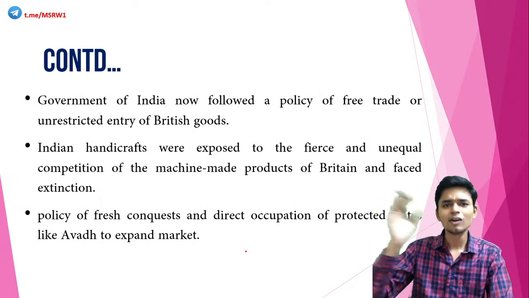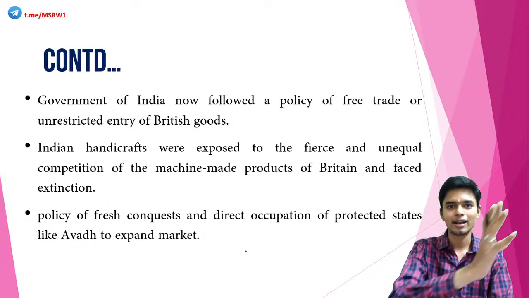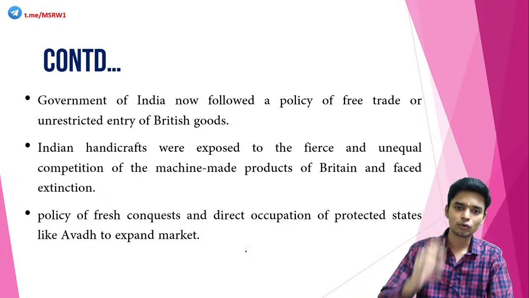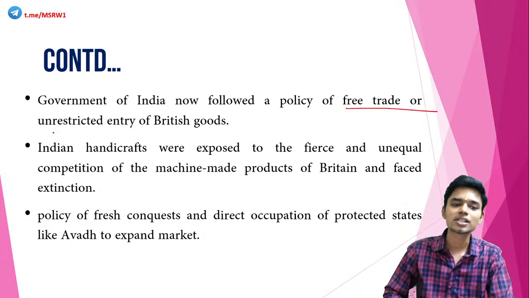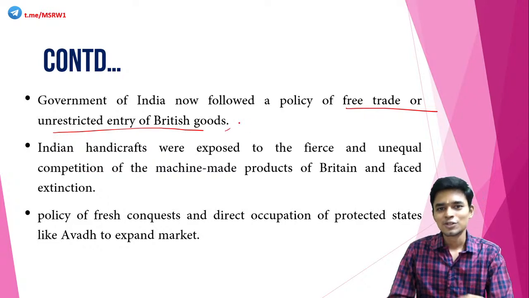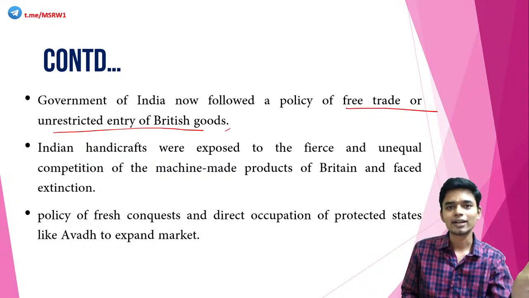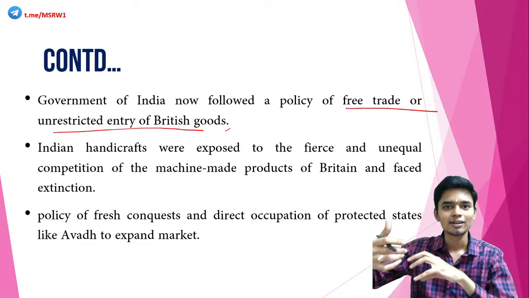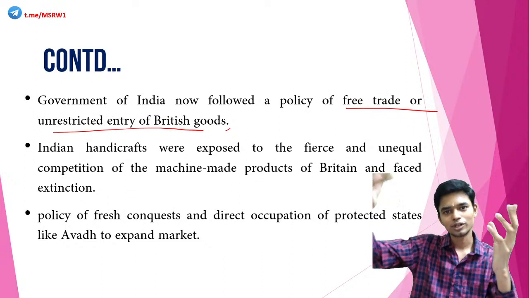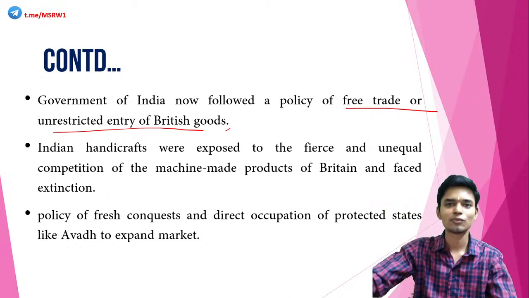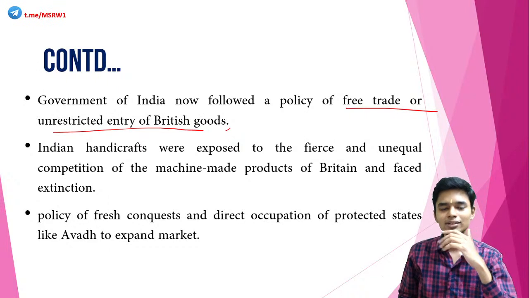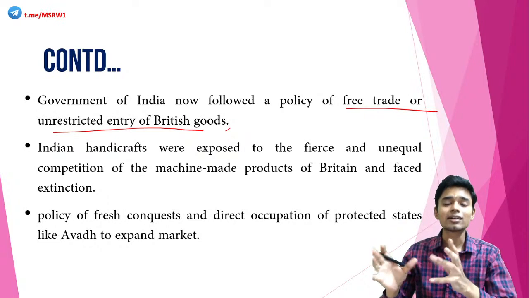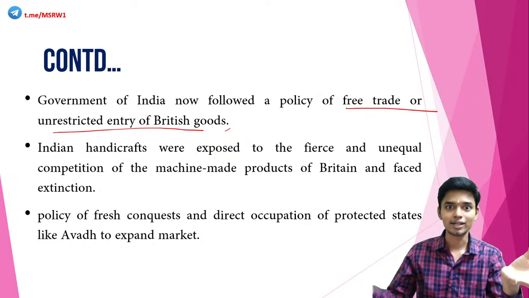So the government in India, in order to support this enhancement in Western nations, especially Britain, what did they do? They started to follow a policy of free trade, or unrestricted entry of British goods. When Indian goods went into Britain, heavy customs duties were imposed. But when British goods came to India, customs duties were not there at all, so it was free trade. They could dump as much as they wanted into India. So how did this affect the Indian industry? The output of factories was huge, in quantity and also quality.